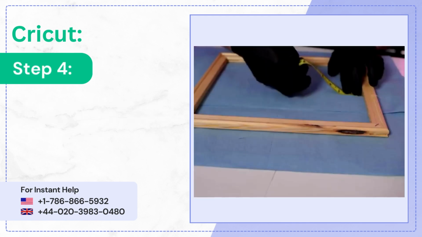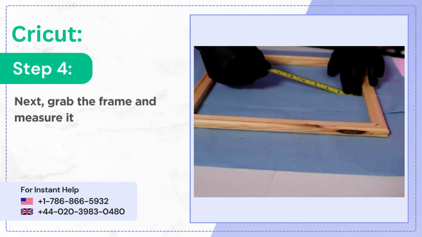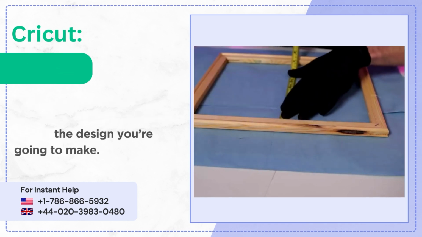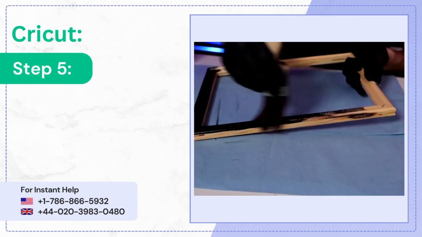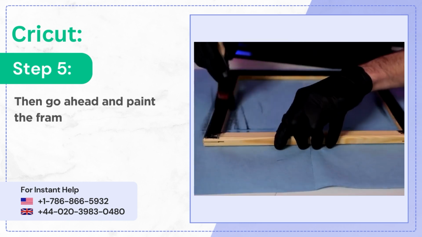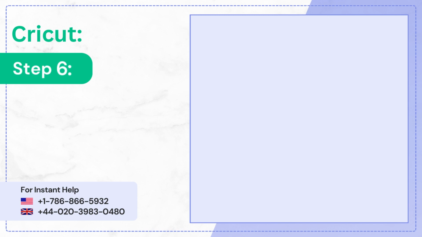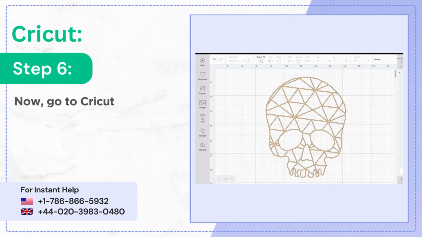Step 4. Next, grab the frame and measure it to determine the size of the design you're going to make. Step 5. Then go ahead and paint the frame and set it aside to dry. Step 6. Now go to Cricut Design Space, then upload or choose a design to use.